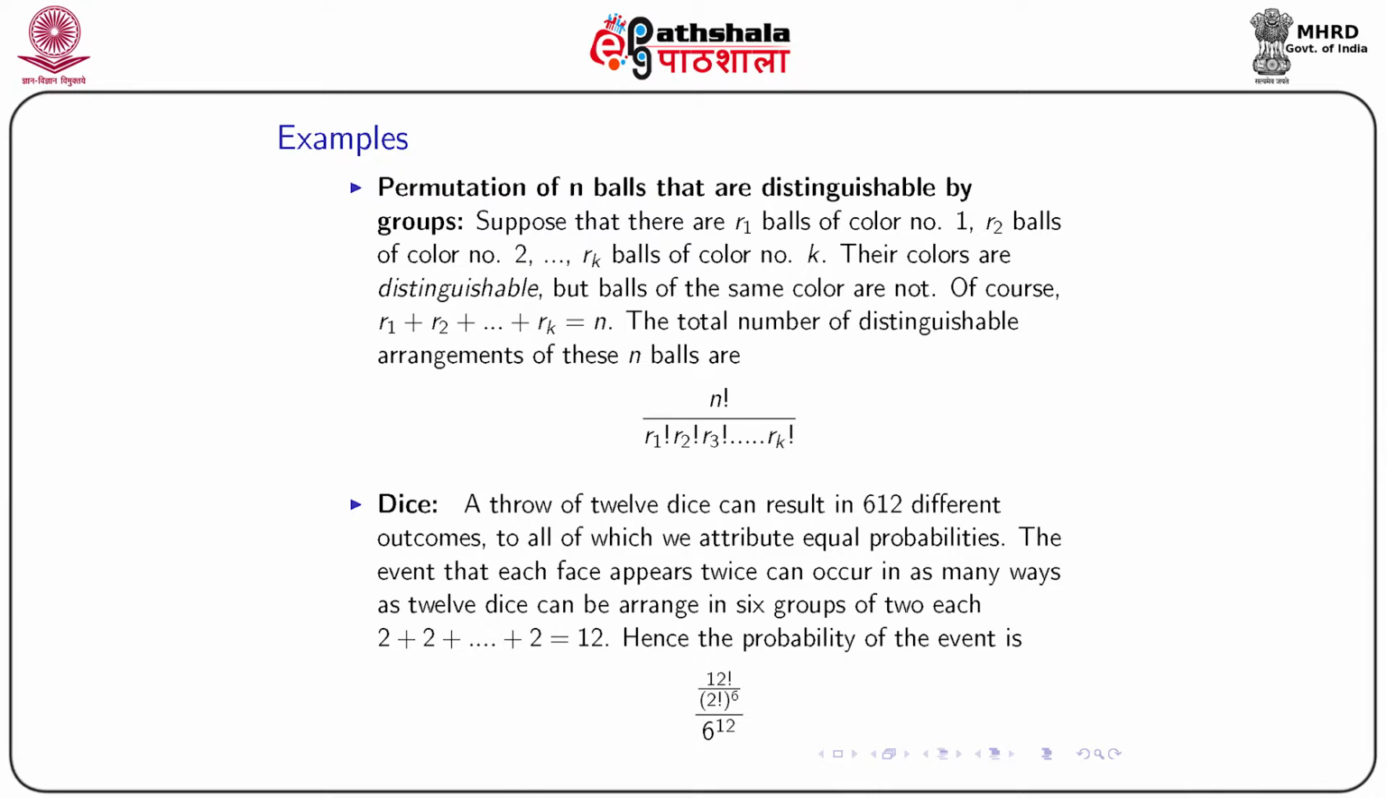Now consider another example: a throw of 12 dice. We are throwing 12 dice together, and that can result in 6 to the power 12 different outcomes, to all of which we attribute equal probabilities. The event that each face appears twice can occur in as many ways as 12 dice can be arranged in 6 groups of 2 each. So 2 plus 2 plus 2 plus 2 plus 2 plus 2, six 2's, equals 12. Hence the probability, following the frequentist definition, will be 12 factorial over 2 factorial to the power 6, divided by the total number of cases, that is 6 to the power 12.